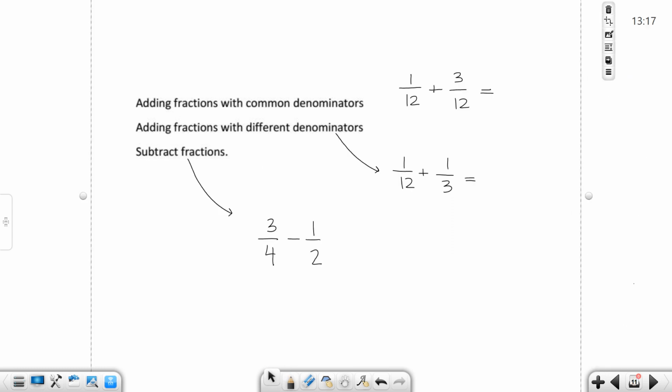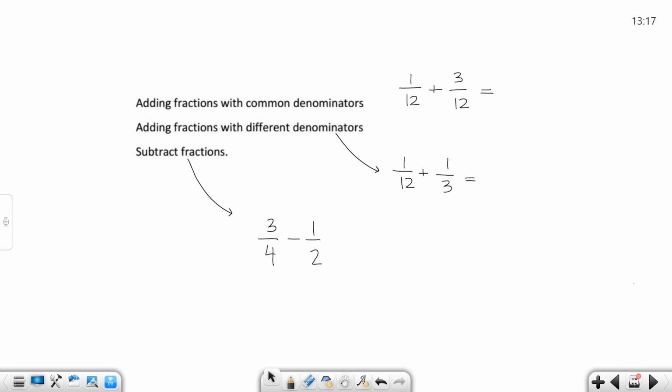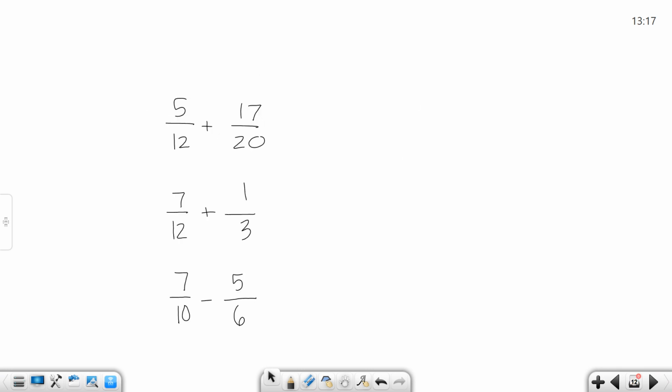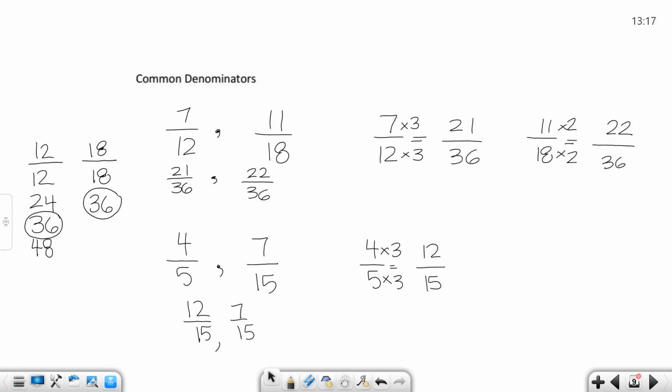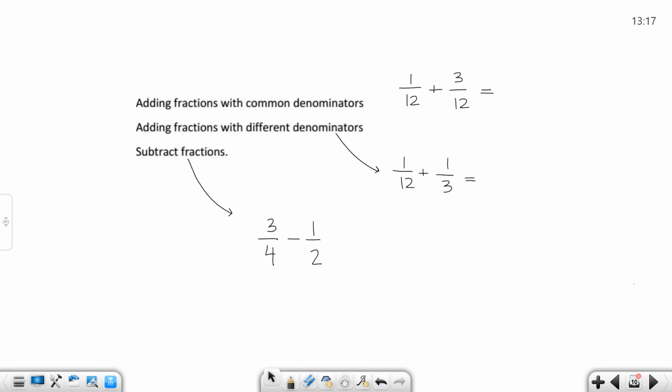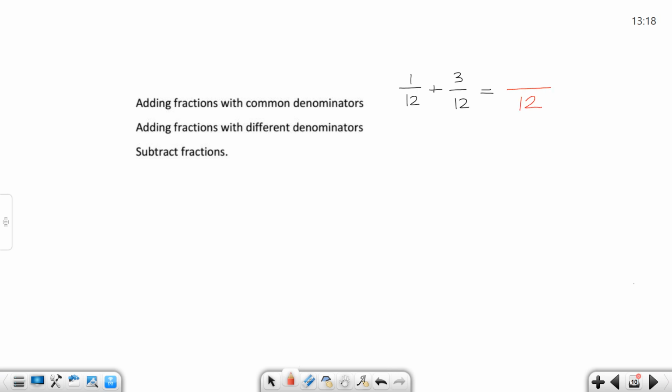Okay, so the first one that I want to try, let me make sure I have my pages lined up like I want them to. Okay, here we go. I want to do 1/12 plus 3/12. When you're adding fractions, you have to have a common denominator. So I have a common denominator here. It's 12. So when you add fractions, you keep the common denominator.